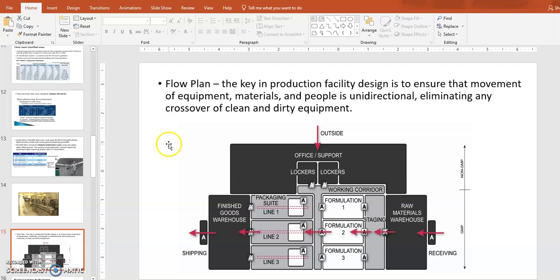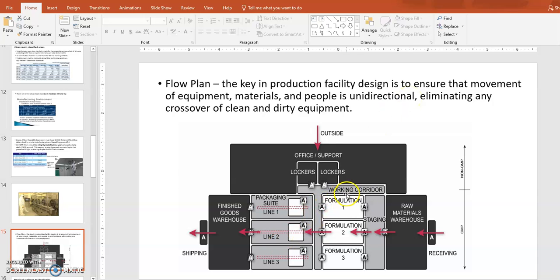So, the flow plan of your manufacturing process. The design is very important because the design is such that only the unit flow of manufacturing should take place. That will prevent any mix-up, right? So unidirectional flow should be considered in your design of the manufacturing space.